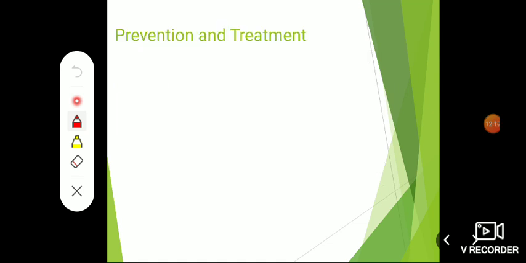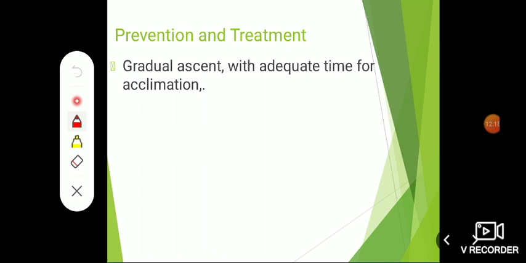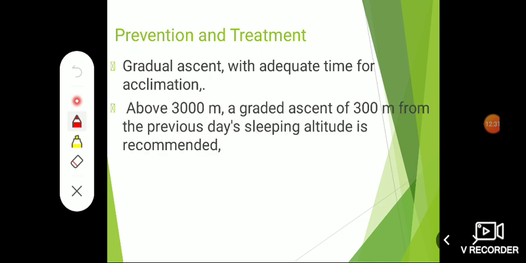So these are the things. Now, how to prevent all these consequences? Gradual ascent with adequate time for acclimatization. If you want to avoid acute mountain sickness, gradual ascent is recommended. Above 3,000 meters, a graded ascent of 300 meters from the previous day's sleeping altitude is recommended.